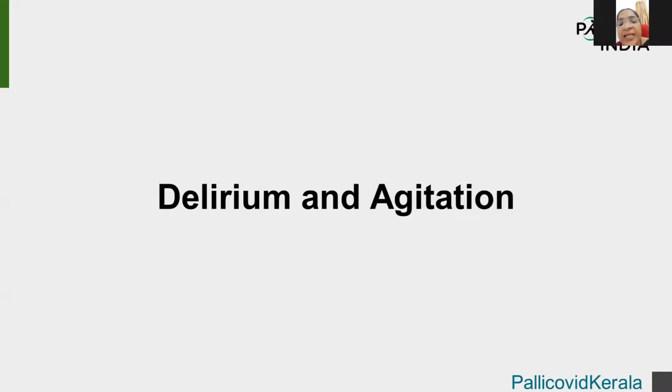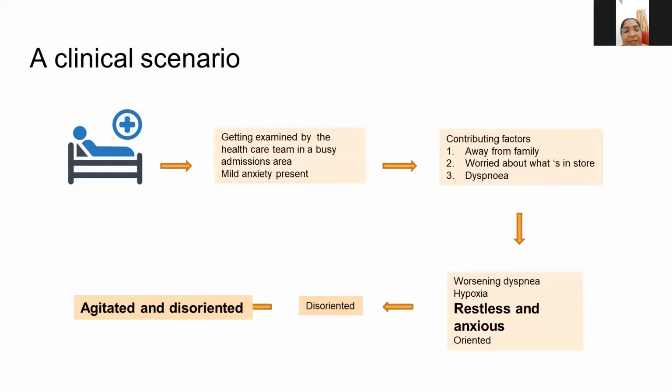So imagine again, next slide, please. Imagine again a patient, our 81-year-old gentleman who's coming to the hospital, getting examined by the healthcare team in a busy admissions area. Mild anxiety is present. Contributing factors, as we said earlier: away from family, worried about what's in store, dyspnea. And the dyspnea worsens with hypoxia. The patient becomes restless and anxious, but is oriented. Maybe the next day the patient becomes disoriented and agitated.